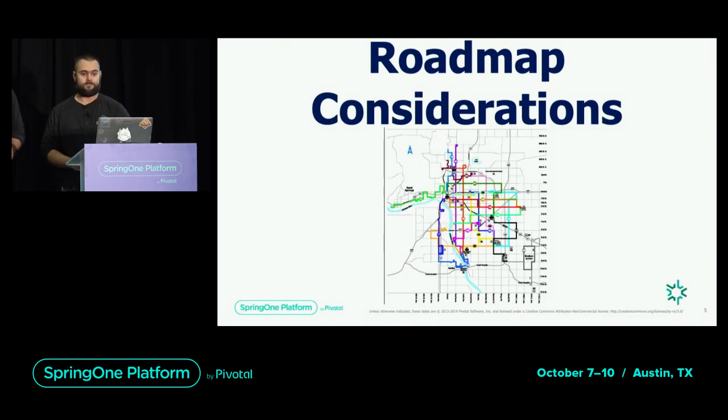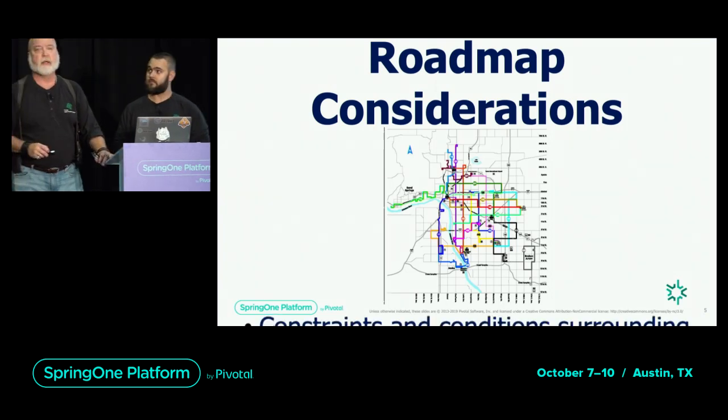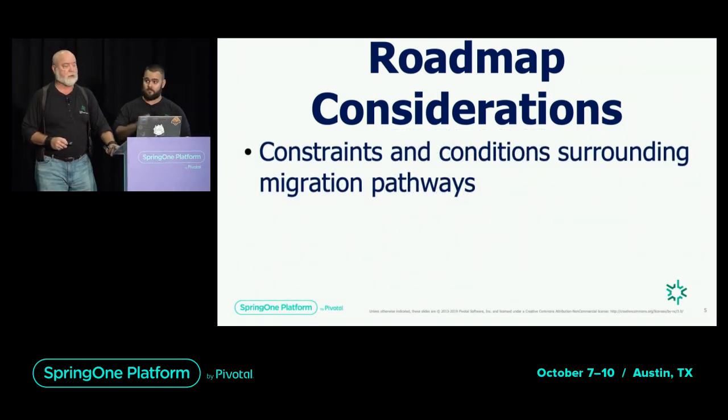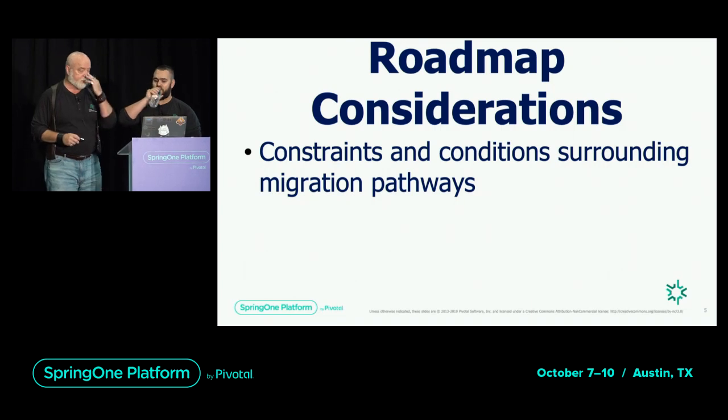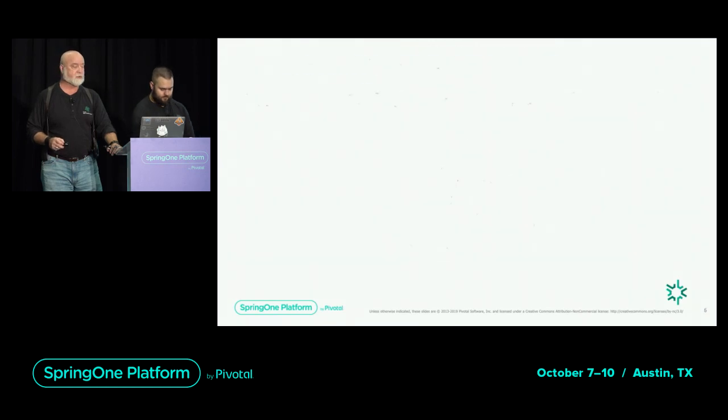We have a number of roadmap considerations out there, but we're only going to talk about two of them today. The first is our constraints and considerations, the conditions surrounding the migration pathways. The second is what our actual goals are in all of this.